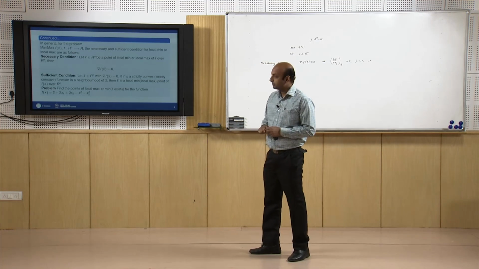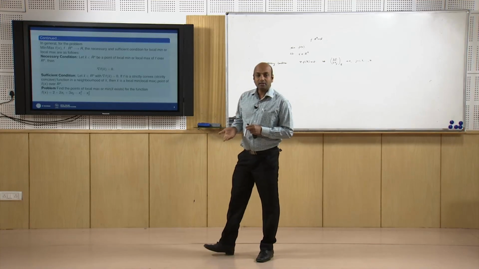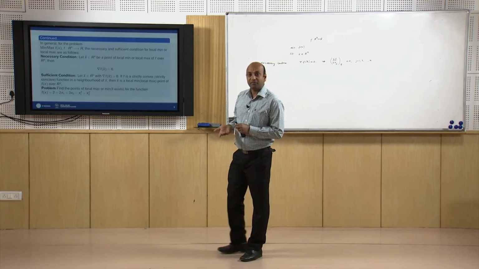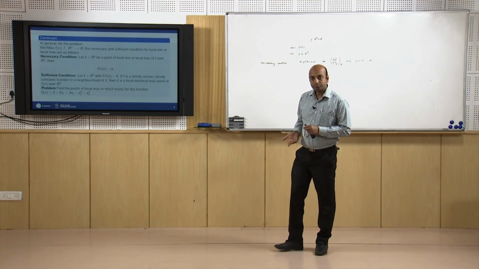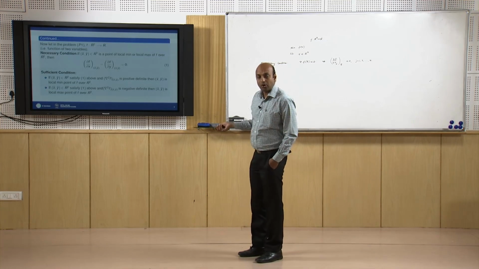And what is the sufficient condition? If x bar belongs to Rn with gradient of f at x bar equal to 0, and if f is a strictly convex function in the neighborhood of x bar, then x bar is a point of local minima of f. Strictly convex means the Hessian matrix is positive definite. And if the Hessian matrix is negative definite, then x bar will be a point of local maxima.